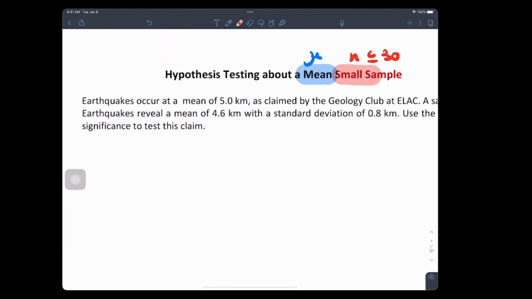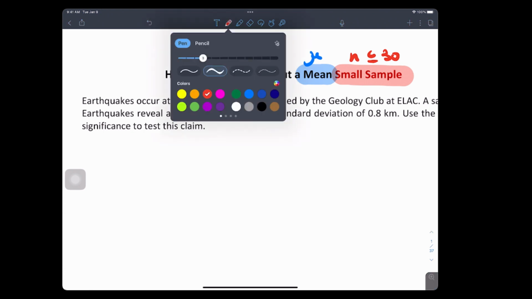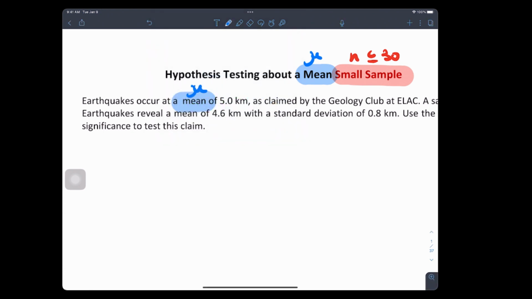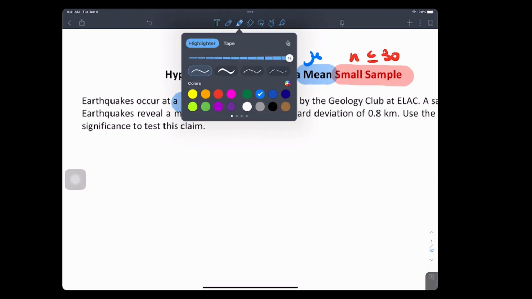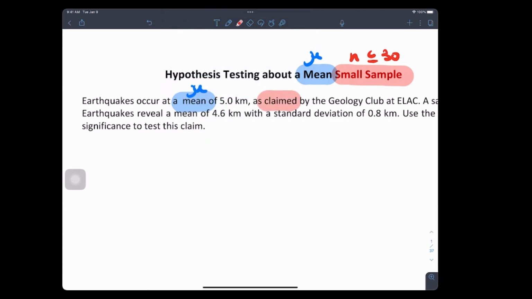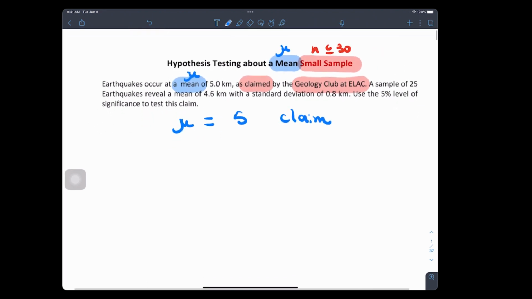So we're going to do the traditional method. What are they saying? Earthquakes occur at a mean depth of 5, as claimed by the Geology Club at ELAC? I don't know. Maybe you guys study that in science, right? So what they do here is they go, oh, that means mu equals 5. That's the claim, okay? So maybe that has some meaning. I don't know. Right? You guys okay with this?